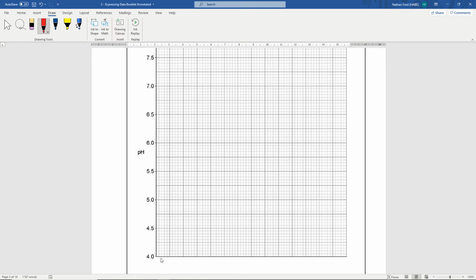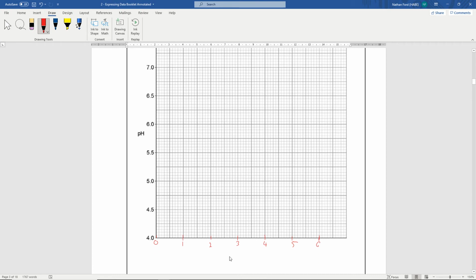Let's try the last one. So every 2. So this is day 1, day 2, day 3, day 4, day 5, day 6. So this would be day 0. 1, 2, 3, 4, 5, 6. This fits. It fits the majority of the paper, fits most of the graph. Okay, it's not too small, and it all fits as well. This is going to be time in days.